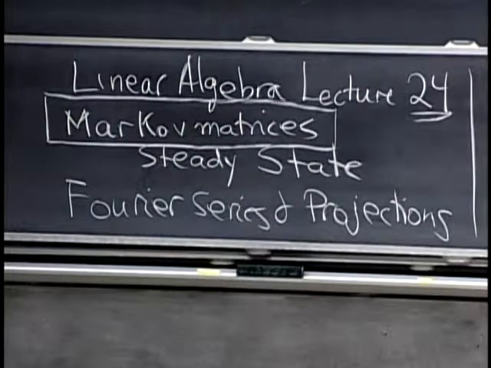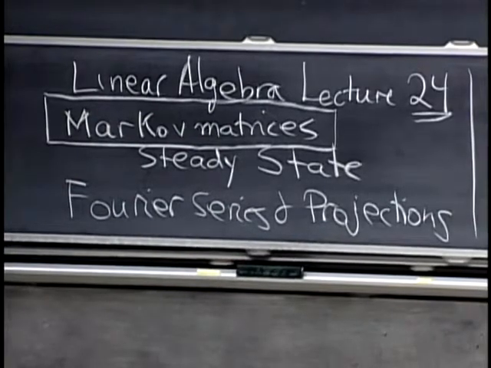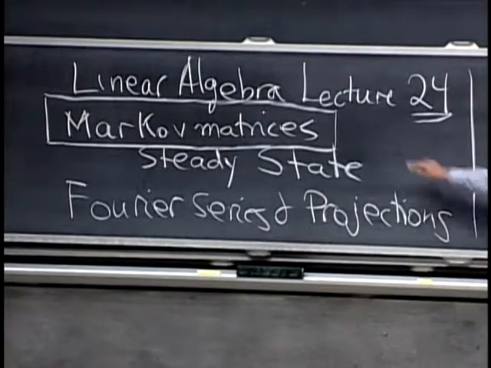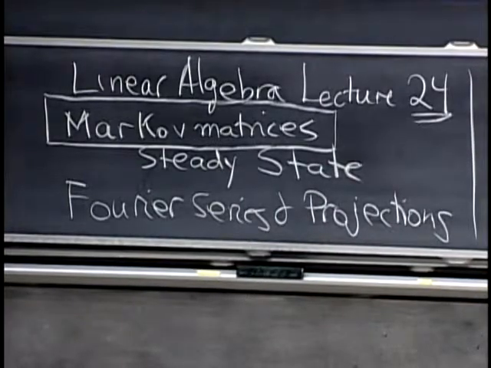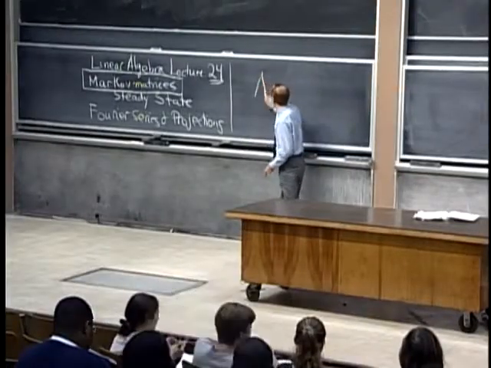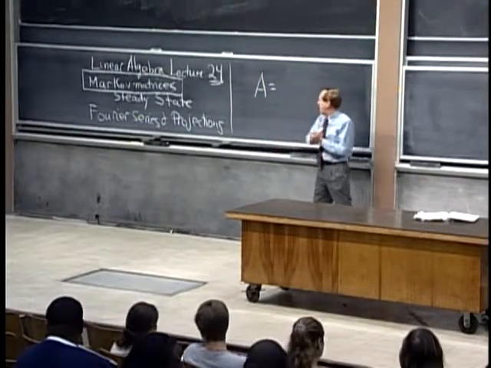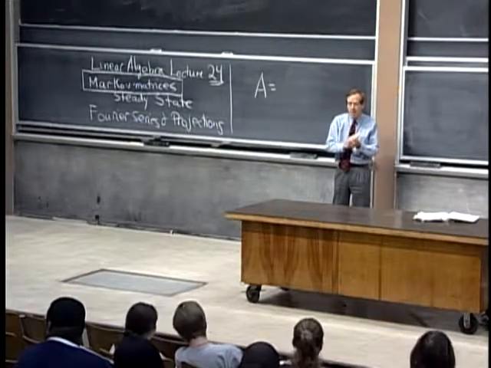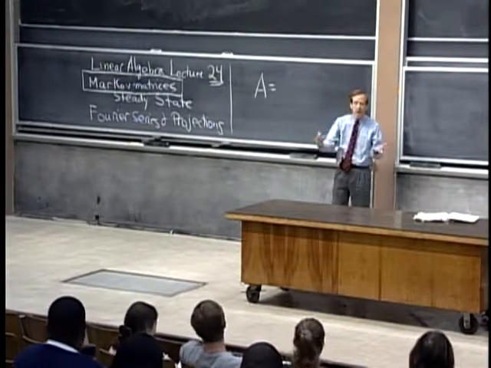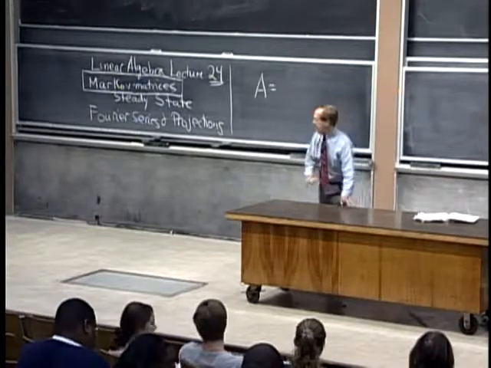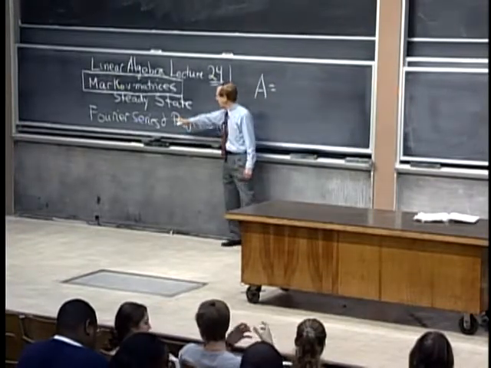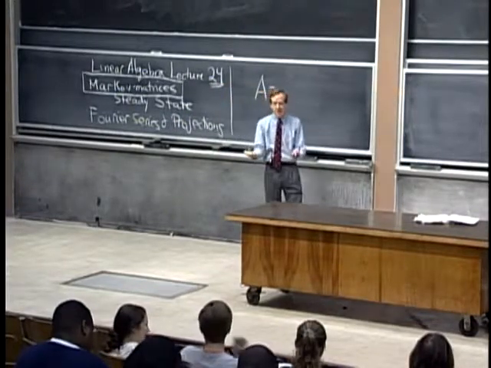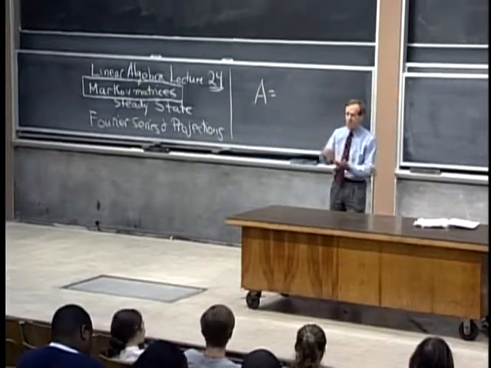Okay, here is a lecture on the applications of eigenvalues, and that will be Markov matrices. I'll tell you what a Markov matrix is. So this matrix A will be a Markov matrix, and I'll explain how they come up in applications. And then if I have time, I would like to say a little bit about Fourier series, which is a fantastic application of the projection chapter.